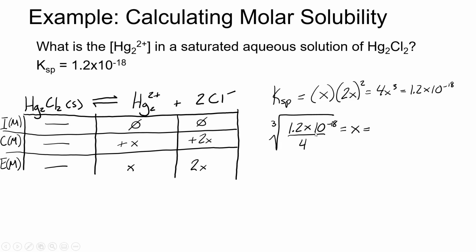So X is equal to 1.2 times 10 to the negative 18th divided by 4. The cube root of the whole thing will be your equilibrium mercury ion concentration. And it turns out, solving that expression, if I've done my work here right, the equilibrium mercury concentration would be 6.69 times 10 to the negative 7th molar.